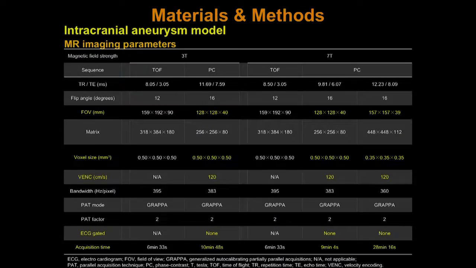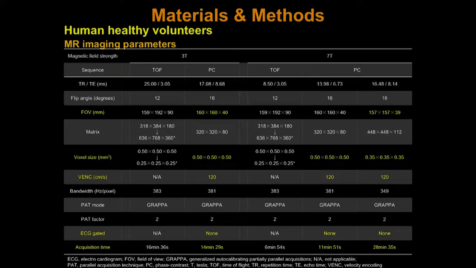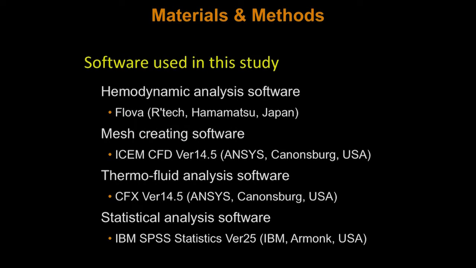This slide shows the MR imaging parameters of the intracranial aneurysm model and the voxel size. 3 Tesla, 7 Tesla, and voxel size, these 0.5 isovoxel and 0.5 isovoxel and 0.35 isovoxel. No ECG gating, and the acquisition time is like this. This shows the MR imaging parameters of healthy human volunteers, and voxel size the same, and no ECG gating, and acquisition time is like this. We use this kind of software: hemodynamic analysis software, mesh creating software, CFD analysis software, and statistical analysis software.